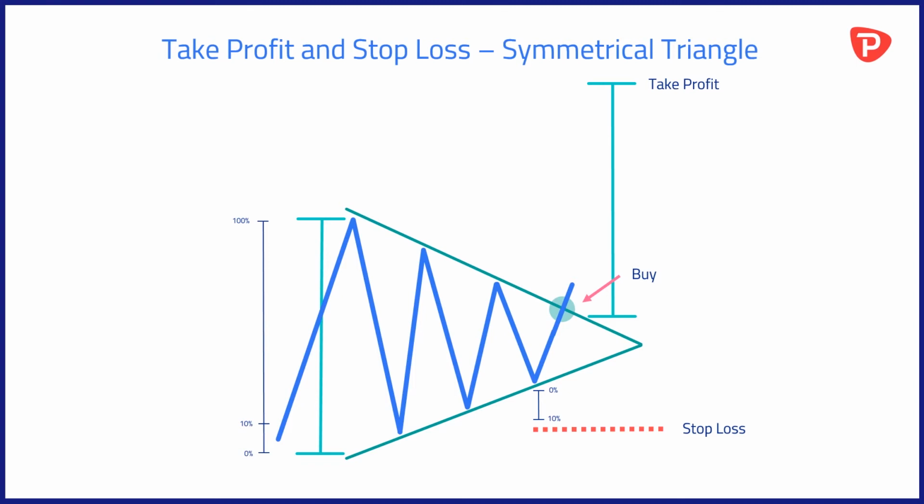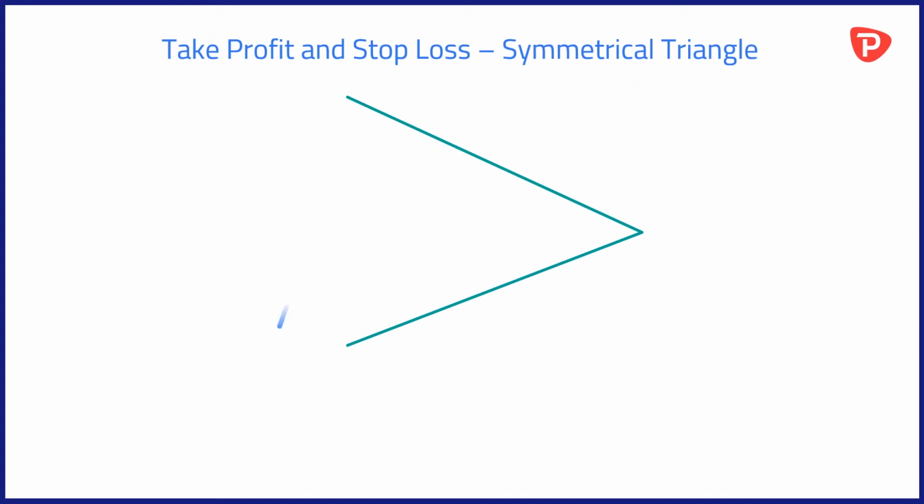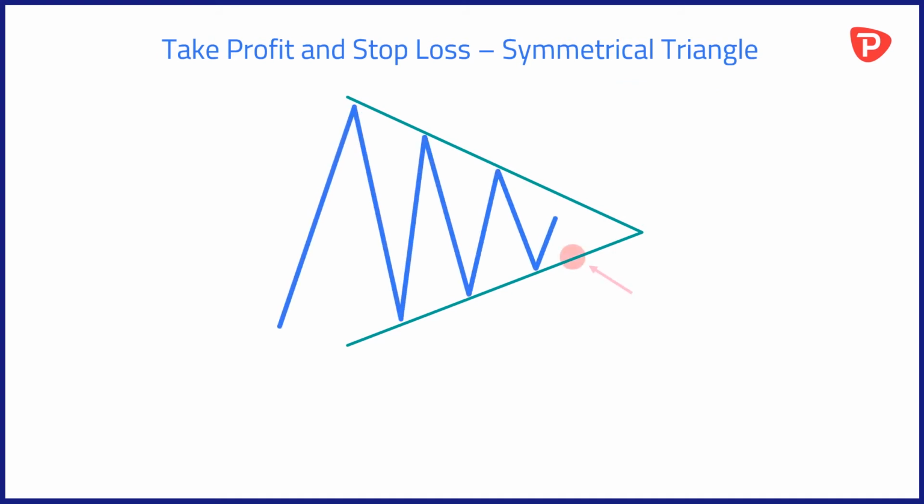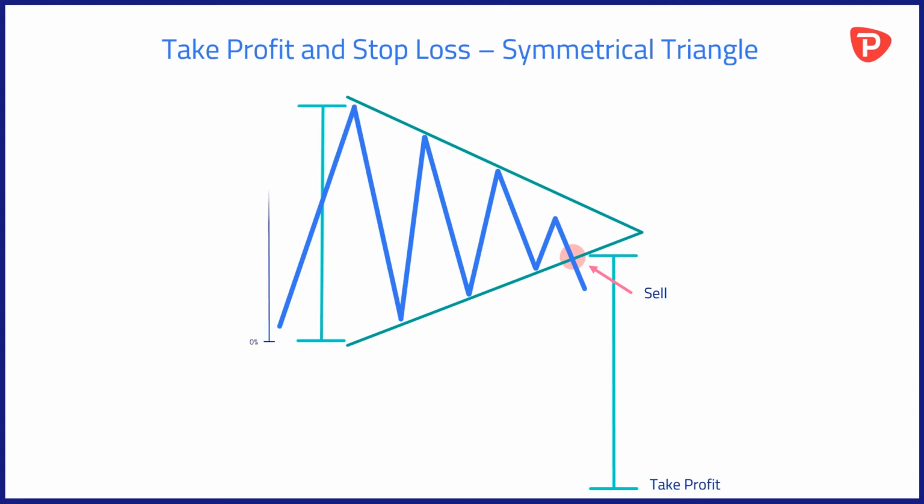The same rules apply to symmetrical triangles that break short, only in reverse. The take profit level is measured from the base of the triangle and projected down from the break zone at the lower line. You place your stop loss 10% of the take profit distance above the upper line of the triangle, at around the same vertical distance from the break zone, as we can see here in the example.